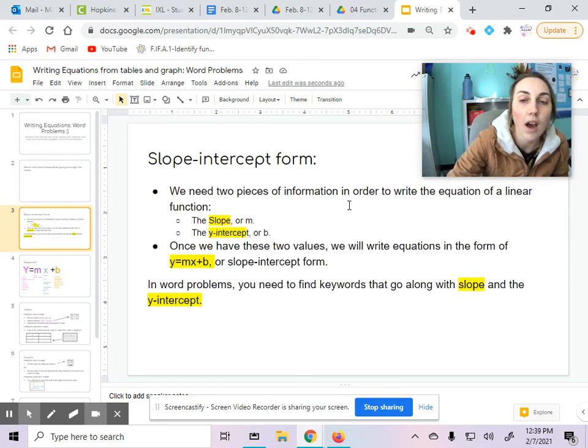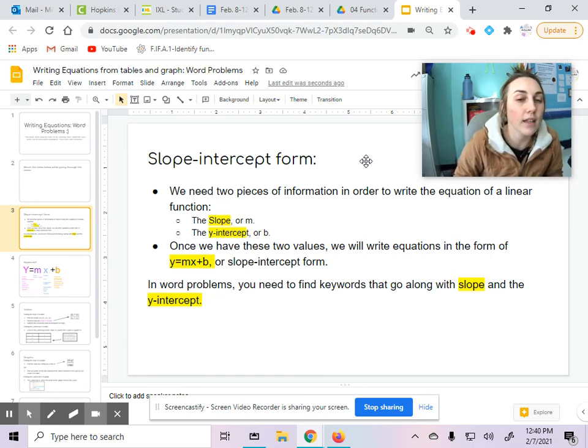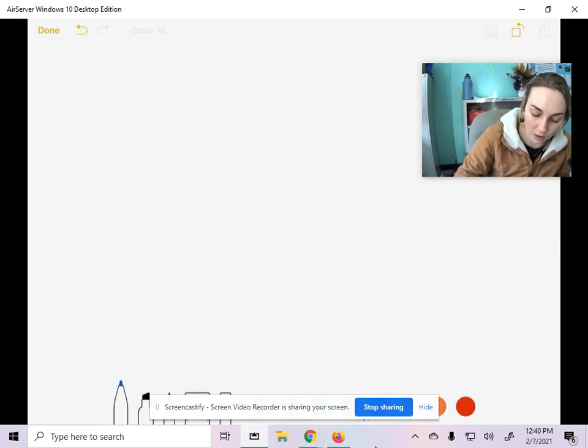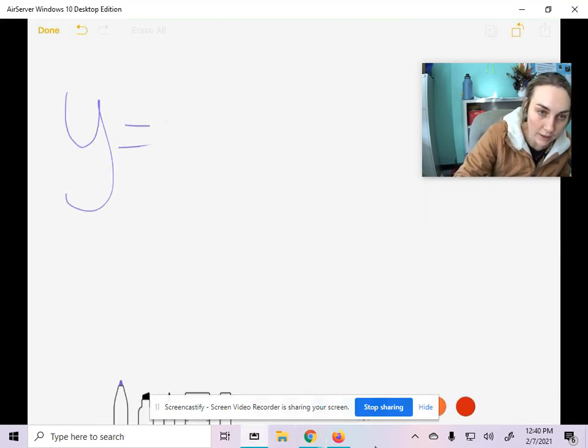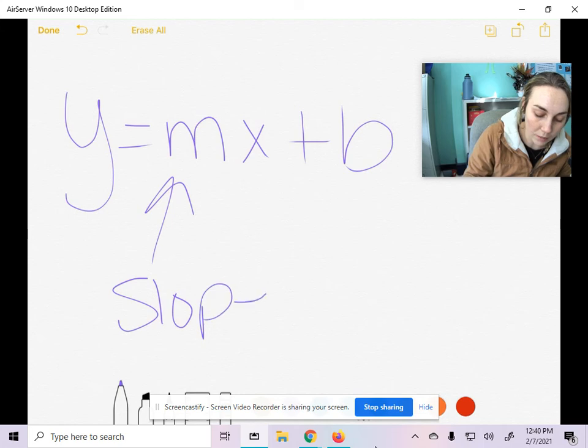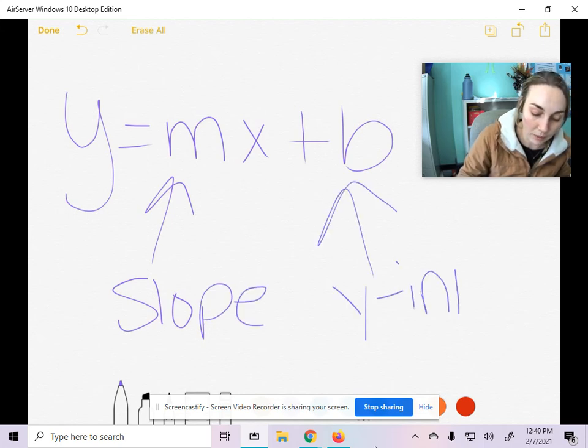Not a big deal. All right, so let's talk about writing equations from tables and graphs. So again, what we need to remember is slope-intercept form. Slope-intercept form is the equation y equals mx plus b. M is our slope. So when we find the slope, we substitute it where m is. And b is our y-intercept. When we find the y-intercept, we substitute it where b is.